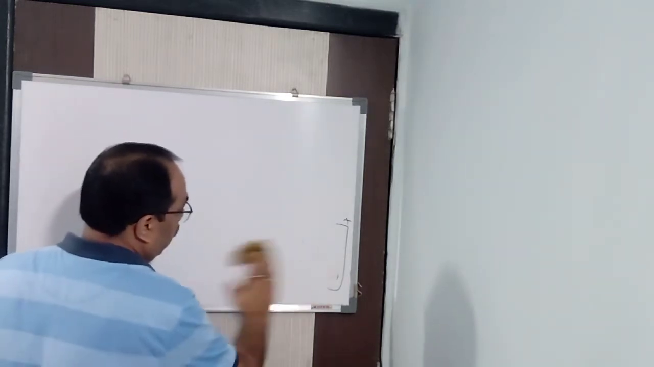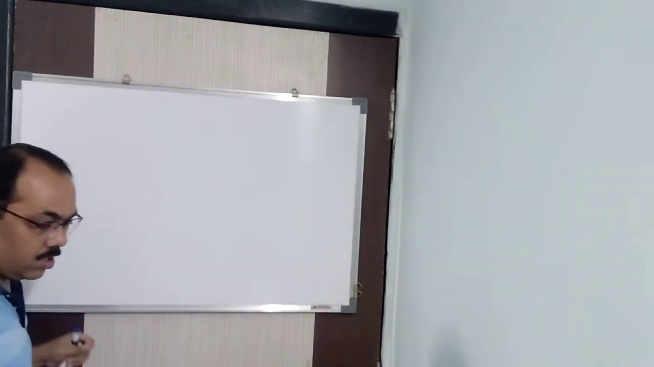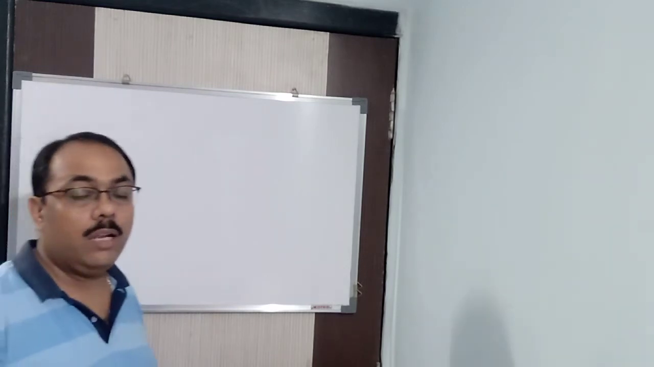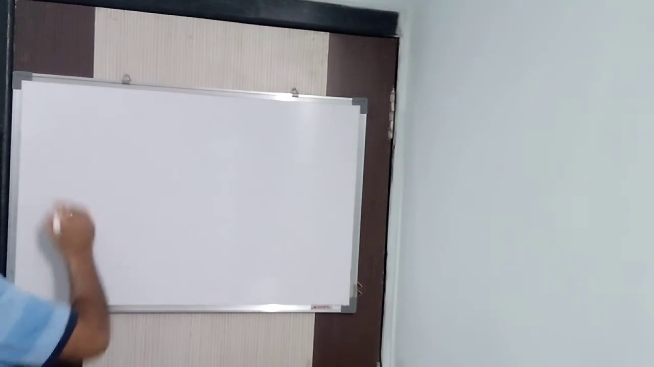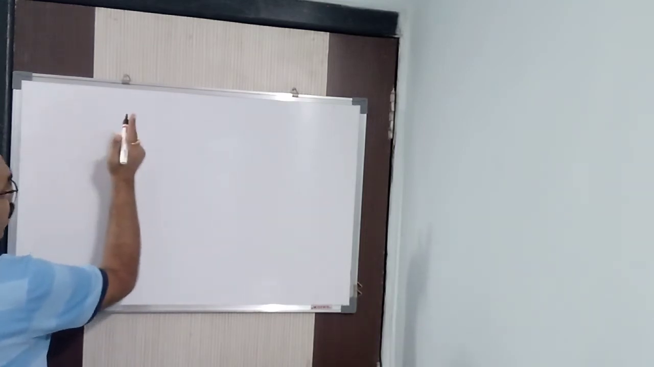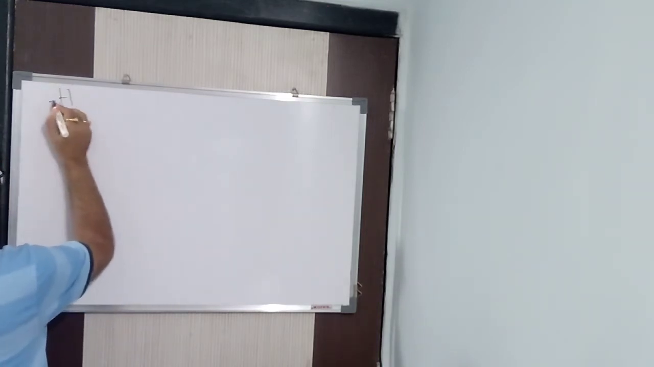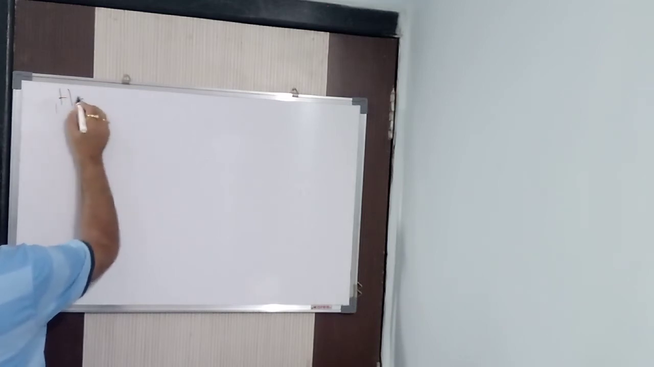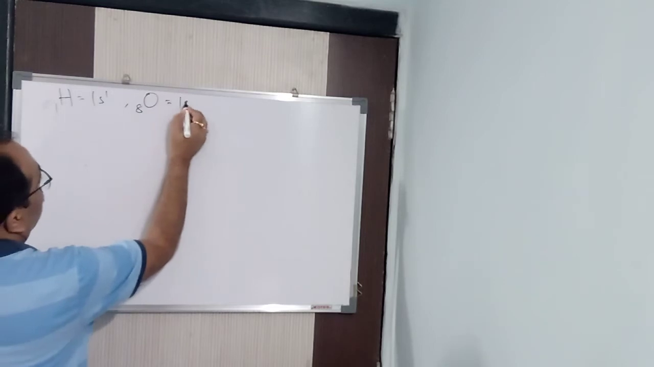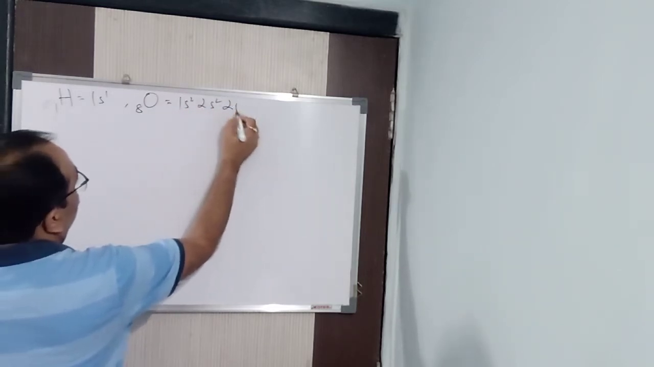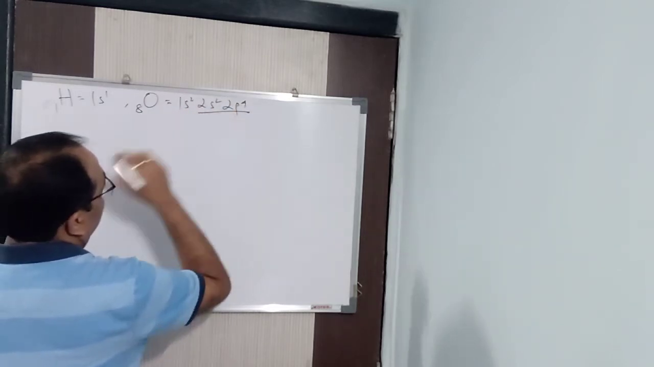Let us see the formation of HClO4. Now, hydrogen has one electron in the outermost shell. If you want to write the electronic configuration, you can write it down. Oxygen is 8, so 1s2, 2s2, 2p4. So it has 6 electrons in the outermost shell.